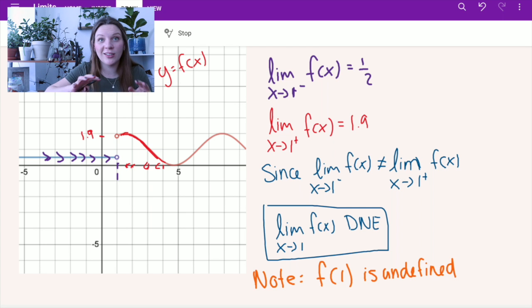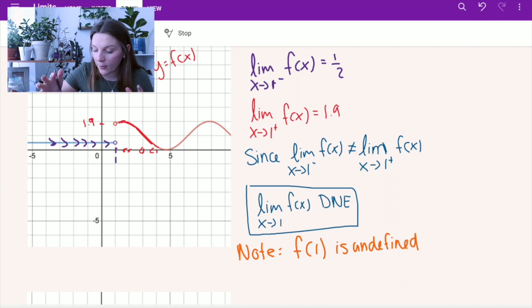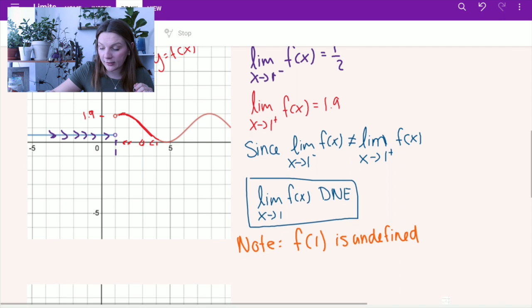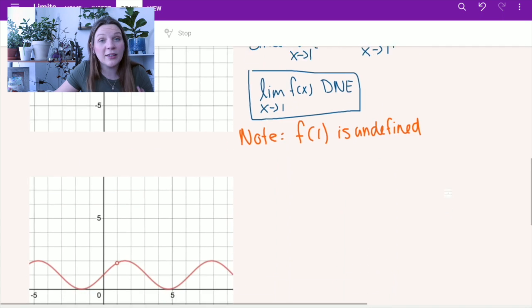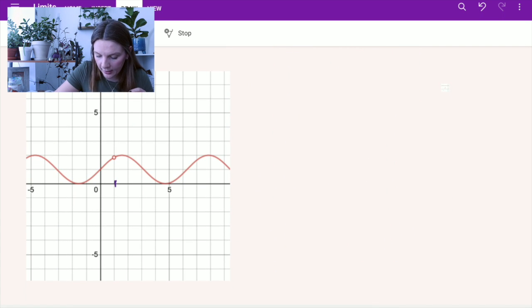Even though our function doesn't actually even exist at that point, that's not what caused our limit to not exist. So an important thing to note about limits is that the limits only matter around the point. So we're looking at the behavior of the function near some value x equals a, but we don't actually care what happens at x equals a. So let's look at an example where we have the same thing where something's not defined at a value, but the limit still exists.